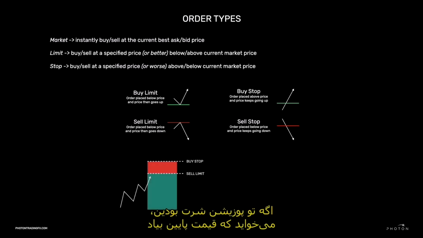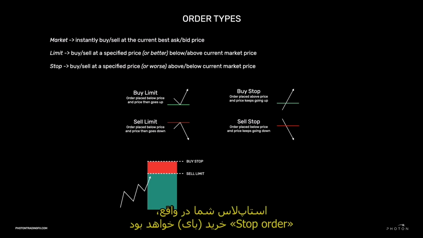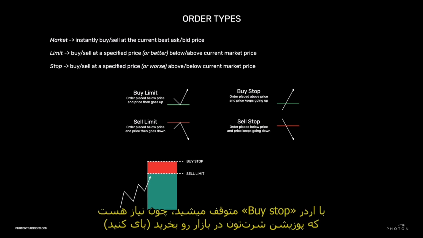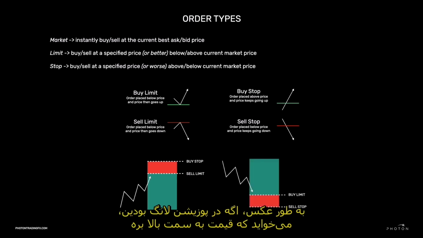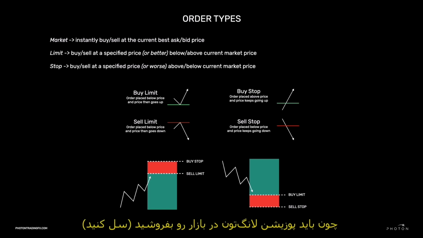So if you are in a short position, you obviously want price to go down, but in case it doesn't, and it keeps going up and it goes against you, then your stop loss is essentially a buy stop order. Because if price keeps going up against your short position, you will be stopped out with a buy stop because you need to buy back your short position from the market, right? Likewise, if you are in a long position, then you want price to keep going up, but if it doesn't and it keeps going down, then your stop loss order will be a sell stop because you need to sell back your long position to the market.